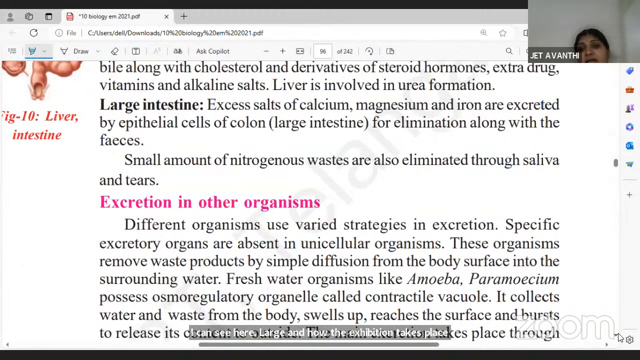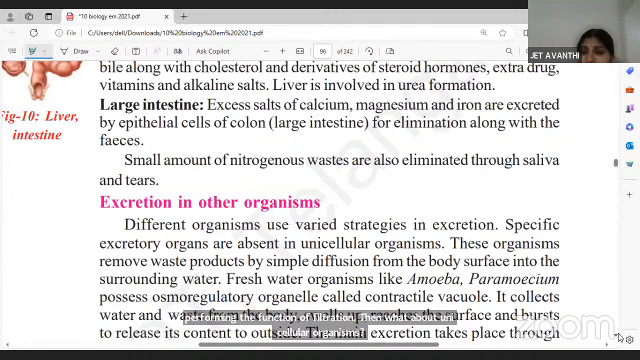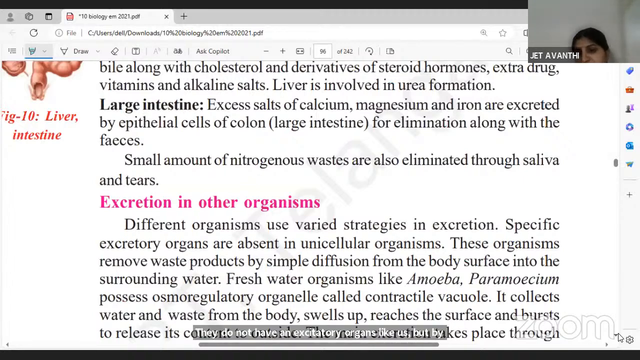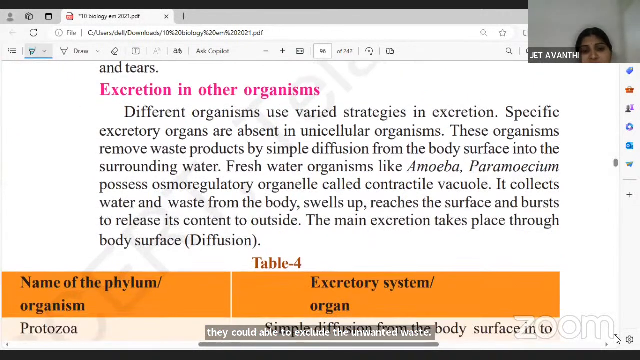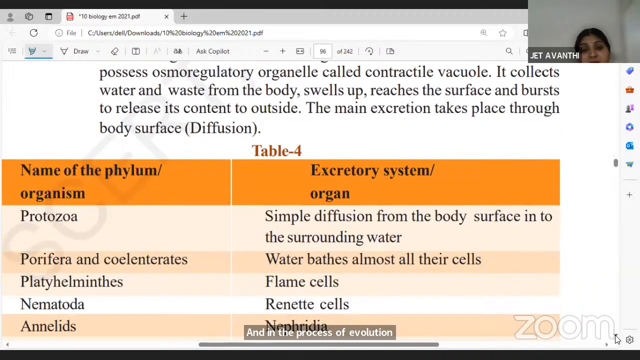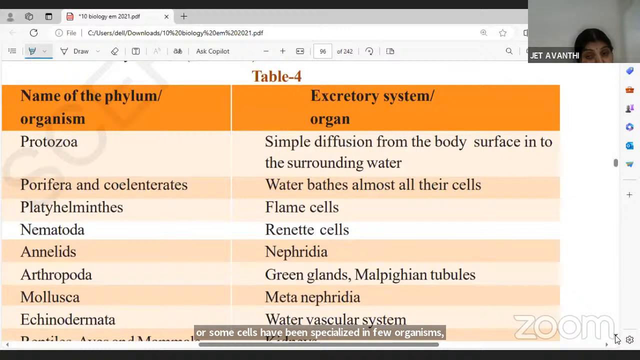Mostly, as we are highly evolved organisms, as we are mammals, we have an organ system which performs the function of filtration. Then what about unicellular organisms? They do not have any excretory organs like us. But by the simple diffusion process through the plasma membrane, they are able to excrete the unwanted waste. In the process of evolution, some organs have evolved or some cells have been specialized in a few organisms, which is given here, children, like protozoans by simple diffusion, poriferans and cnidarians. These are the first and second phyla in the animal kingdom.